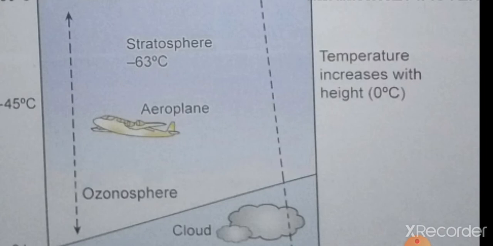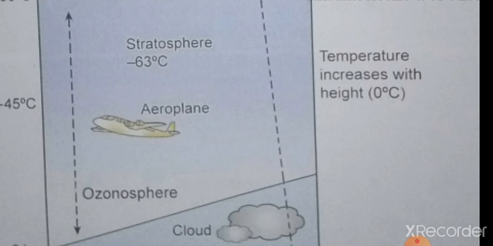Another important feature of the stratosphere is the presence of ozone. So it is also known as the ozonosphere. What is ozone? It is an isotope of oxygen. That means ozone contains 3 atoms of oxygen. They are able to absorb the harmful ultraviolet radiation from the sun.